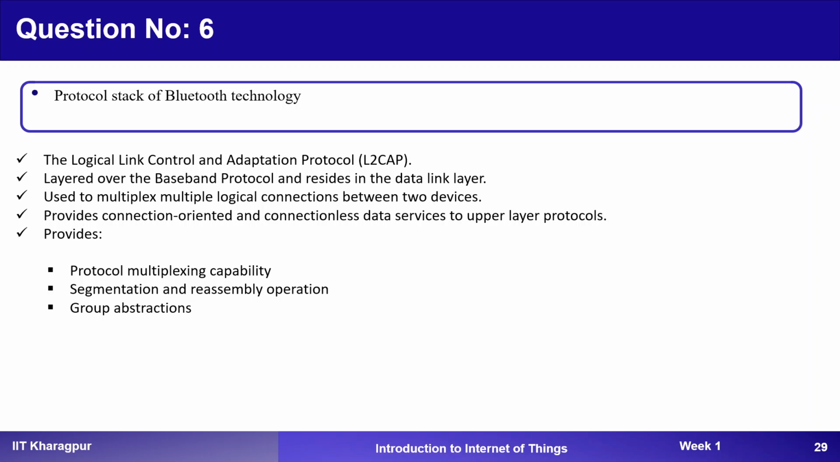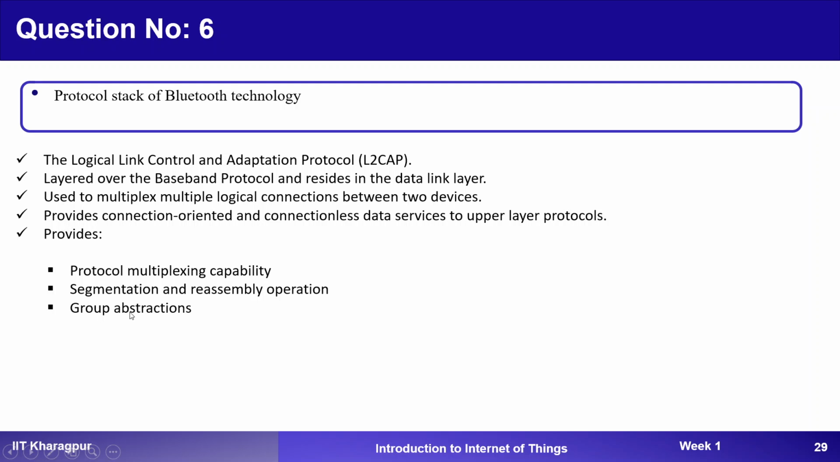Now the second one is your L2CAP layer. L2CAP stands for Logical Link Control and Adaptation Protocol. It is layered over the baseband protocol, as you have seen here. This is L2CAP and this is baseband. L2CAP is responsible for multiplexing multiple logical connections between two devices. Further, it provides connection-oriented and connectionless data services, and it is also responsible for segmentation of data packets and their reassembly, and for group abstraction.